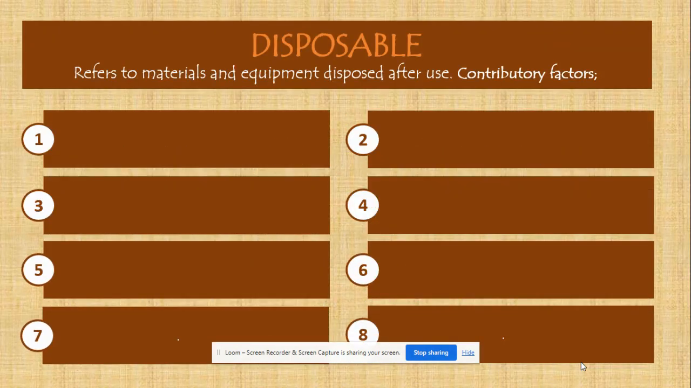The next important equipment of service here is disposables. Disposables refers to all materials and equipment disposed after use. That means when you use that equipment, you dispose of it completely; you won't use it again. There were factors that led to the introduction of this equipment, and among them was the need to reduce cost and cut on the high cost of laundering.